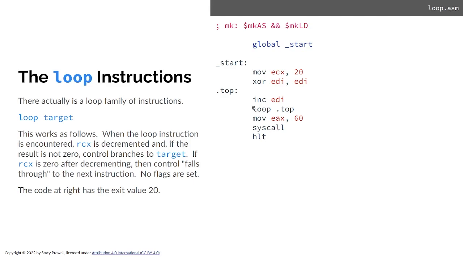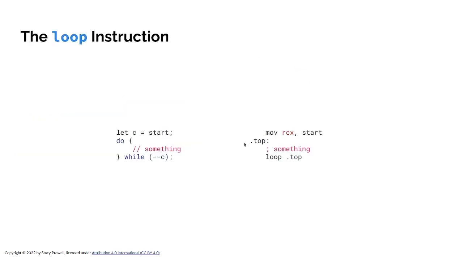So it will go through this with every value of ECX from 20 down to 1, but not 0. It will never be 0 in this loop. And then we'll terminate, okay? And so this code has the exit value 0. Oh, sorry, exit value 20. And here is basically what that looks like. Here's some C code. C is the start value. Then I do a do while, decrementing C each time. That's basically the same as the code you have over here.